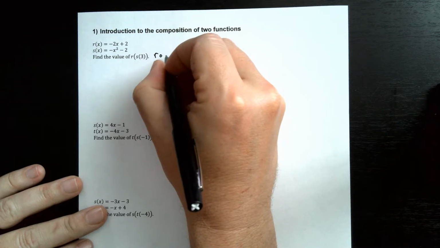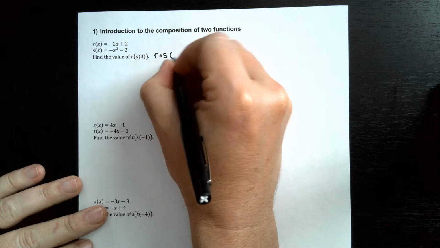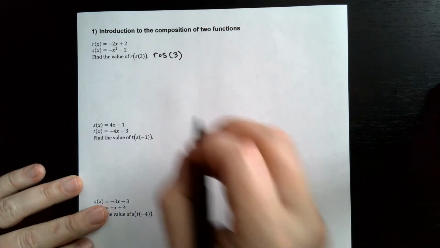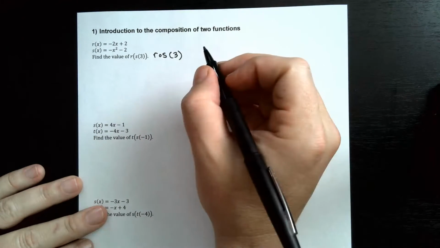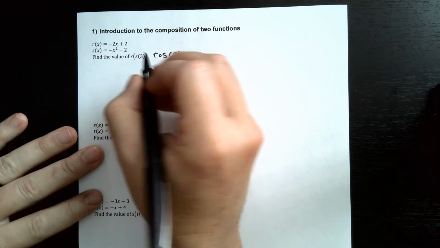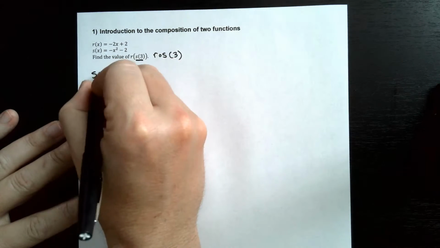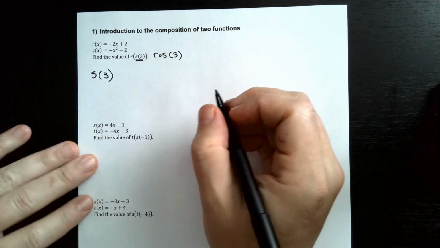It could look like this, r of s of 3, with a little circle in the middle. It's just a different way of writing the same thing. When you have a number on the inside, the first thing you want to figure out is what is s of 3. So let's figure that out first.